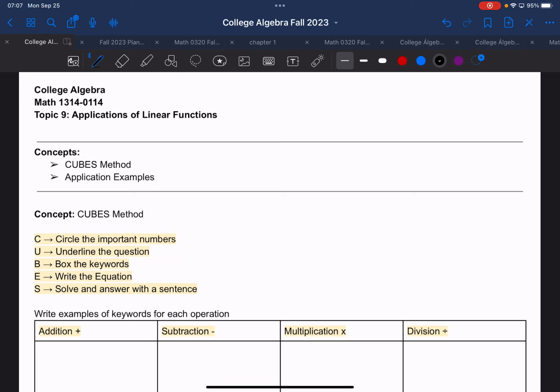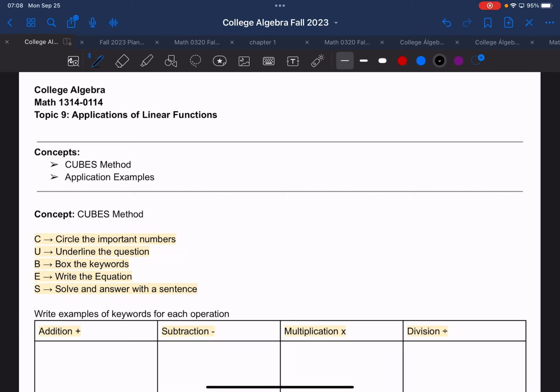This first concept that I'm going to go over, called the CUBES method, is just an acronym to help you remember the steps of solving a word problem. I don't expect you to use this method. This method is just something I'm showing you. This is the way we teach in high school how you solve a word problem. So I'm just giving you this information in case you find this useful.